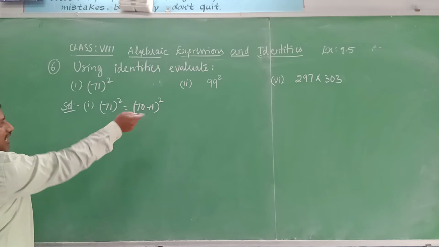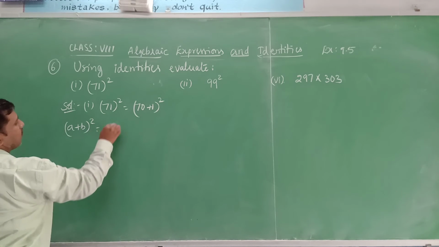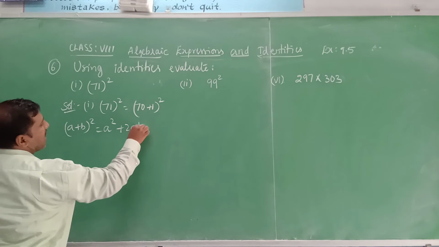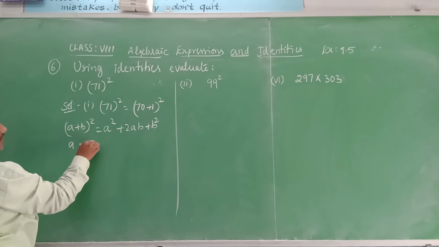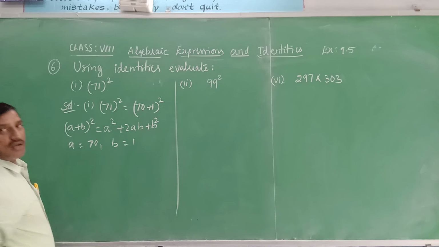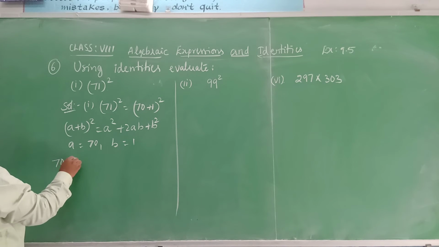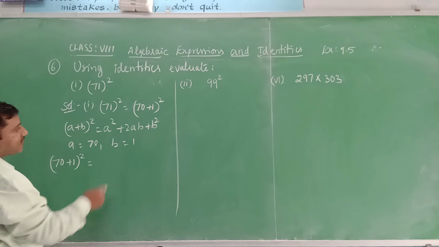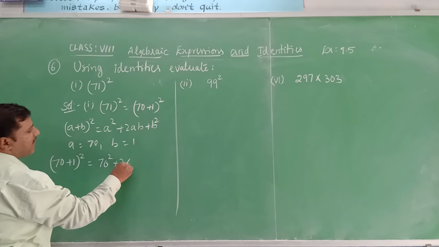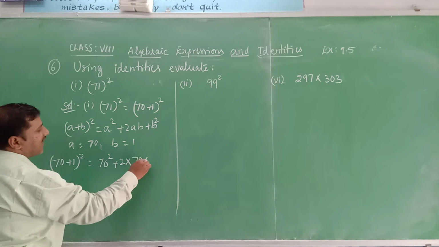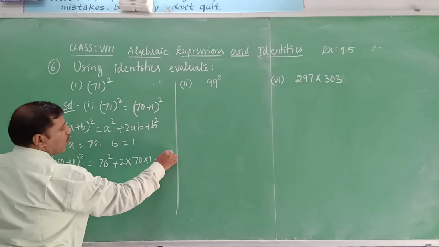Yes. So 70 plus 1 whole square, that is a plus b whole square is equals to a square plus 2ab plus b square. Now here a is equals to what? 70 and b is equals to what? 1. Use that identity and solve it. 70 plus 1 whole square is equals to a square means 70 square plus 2ab means 2 into a is equals to 70 into b is equals to 1 plus b square means it is 1 square.